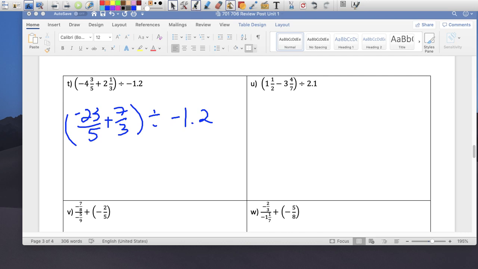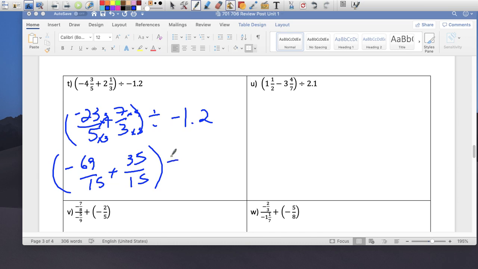So I'm going to now add those two, find a common denominator. It's going to be times 3, which is going to be 69, times 5 is going to be 35, divided by negative 1.2. And I'm just going to go ahead and change negative 1.2 to a fraction. That's going to be negative 12 over 10. So over here inside, the negatives are going to win, right? So it's 69 minus 35. It's going to be 34.